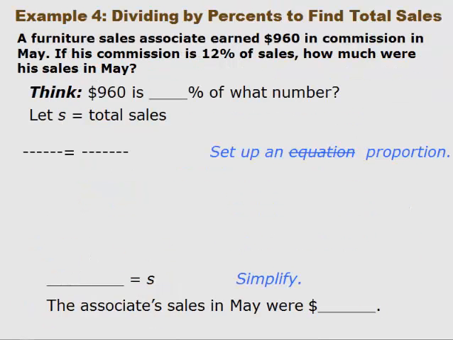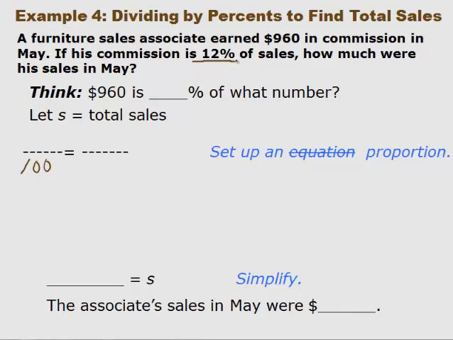That brings us to example 4. A furniture sales associate earned $960 in commission in May. If his commission is 12% of sales, how much were his sales? Well, we can figure that out. Let's use our proportion. Again, this is different than your notebook, so go ahead and write this on the side, and you'll be fine.